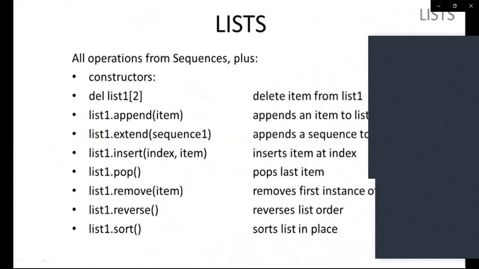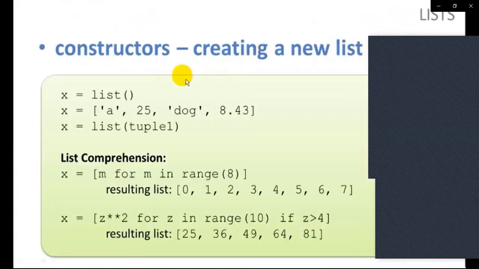Now let's talk about specific list functions. There are a few different ways to create lists. We can say X equals list parentheses. We can say X equals square brackets, with whatever list items we want to add to populate the list. And again, we can mix and match data types. So we have, say, here some strings, integers, floating points. And we can say X equals list, and then in parentheses, a tuple. And we'll get a list from the items in the tuple.